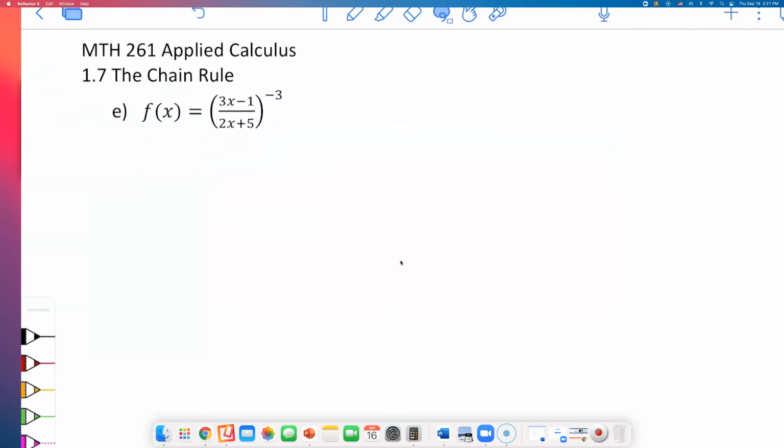Okay, what are we doing here? So we're using the chain rule to differentiate this function f of x. The big picture is a fraction or something getting raised to the negative third power. So what is f prime of x?